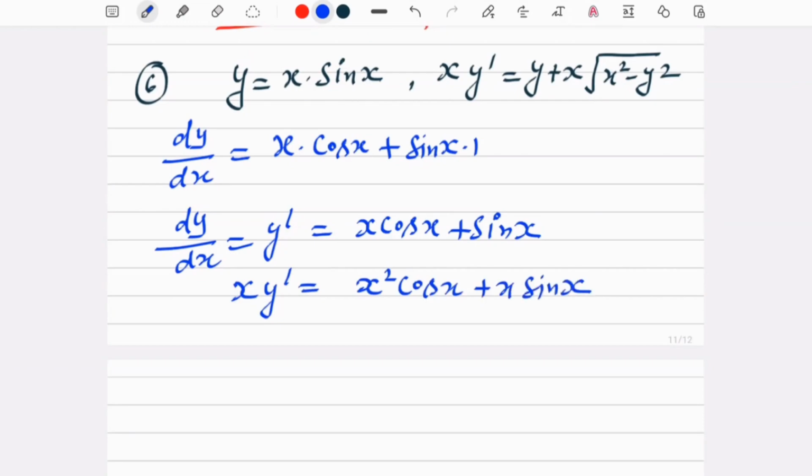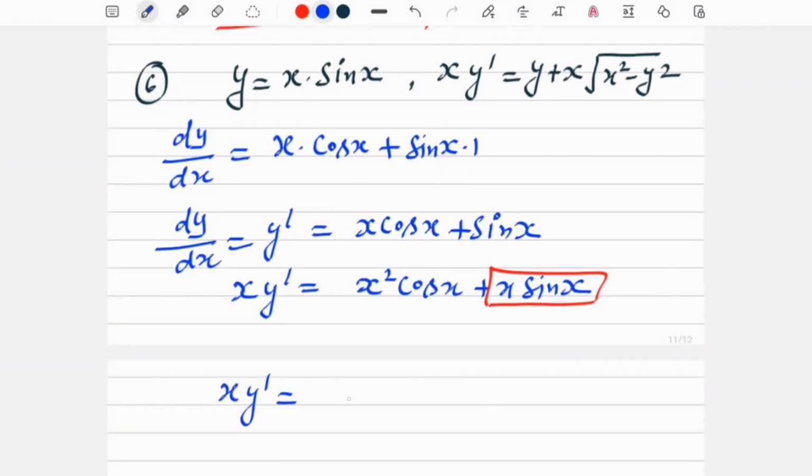Next, I'm not sure after this. Very good. Now look, in the equation we have, we are not having sin and cos. So what we have to do is eliminate sin and cos. And to eliminate sin and cos, I will take the help of the given original function y equals x sin x. And before that, you just look at it. X sin x is nothing but y.